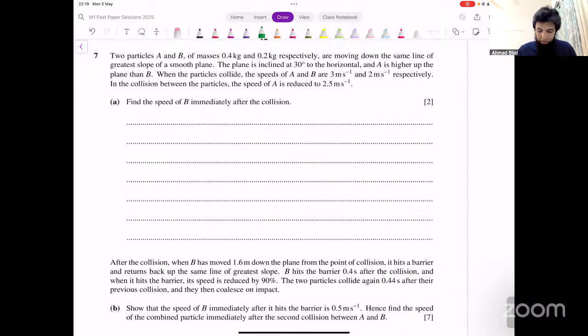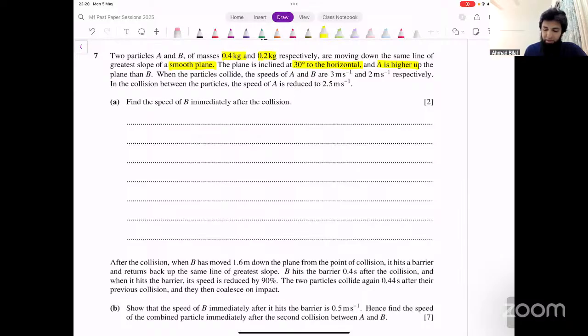The two particles A and B, of masses 0.4 kilograms and 0.2 kilograms respectively, are moving down the same line of greatest slope of a smooth plane. So it's a smooth plane. Their masses are given. There's no diagram given in this case, so you should be drawing your own diagram. The plane is inclined at 30 degrees to the horizontal. A is higher up the plane than B.